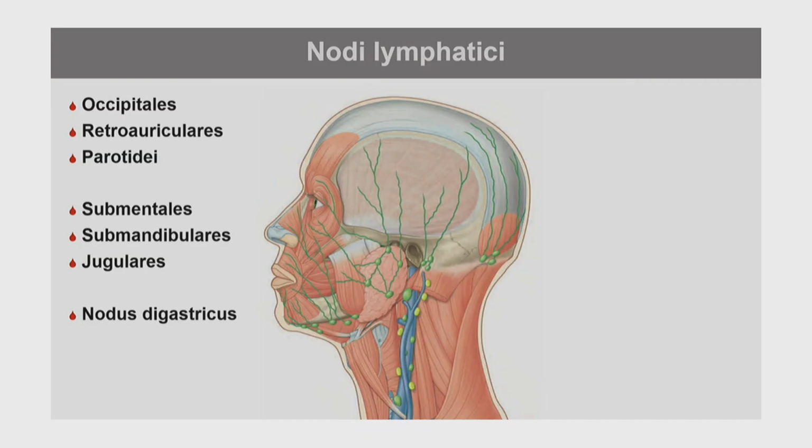And the last chapter, very quickly, is something about the lymphatic drainage of the head and neck. Just to ask you, why is lymphatic drainage important? Does anybody know? Why do we have lymph nodes all over the body? Yes.